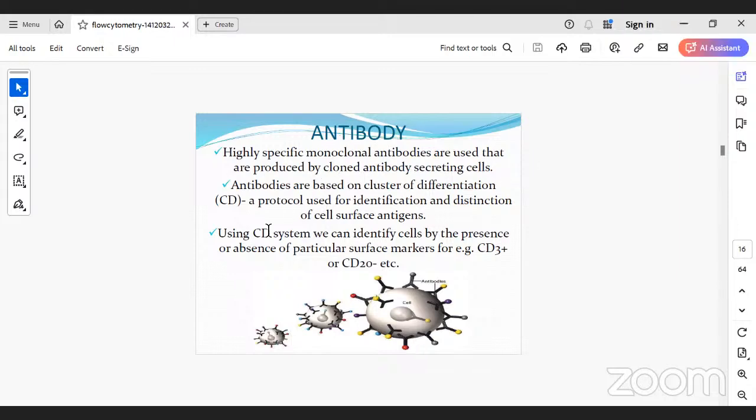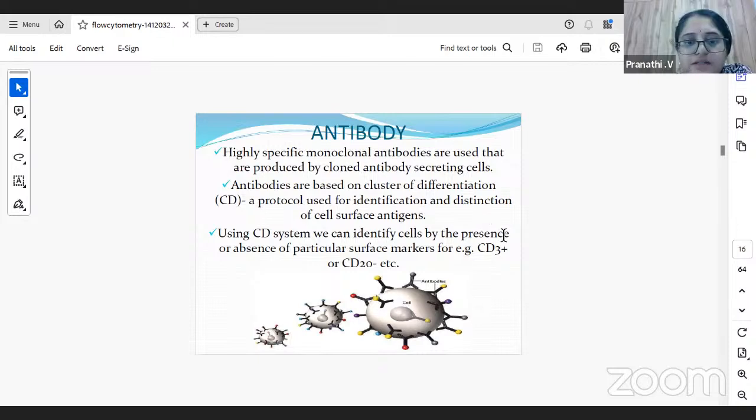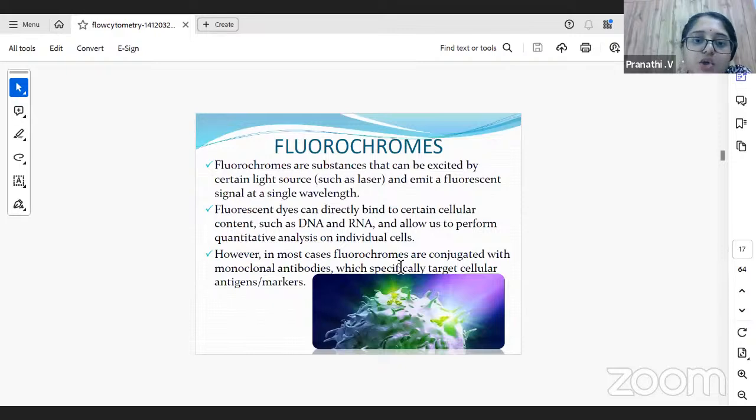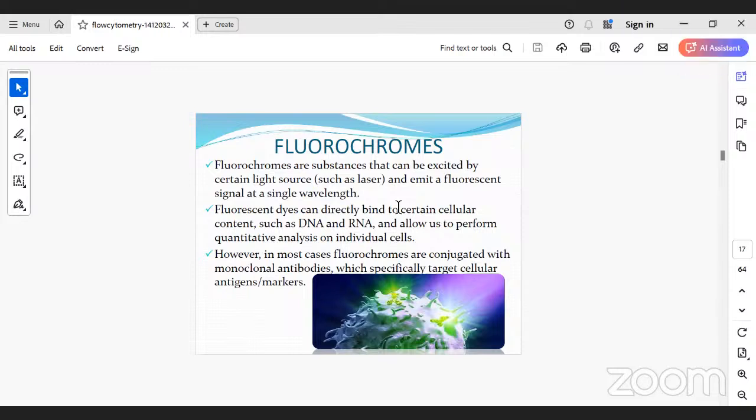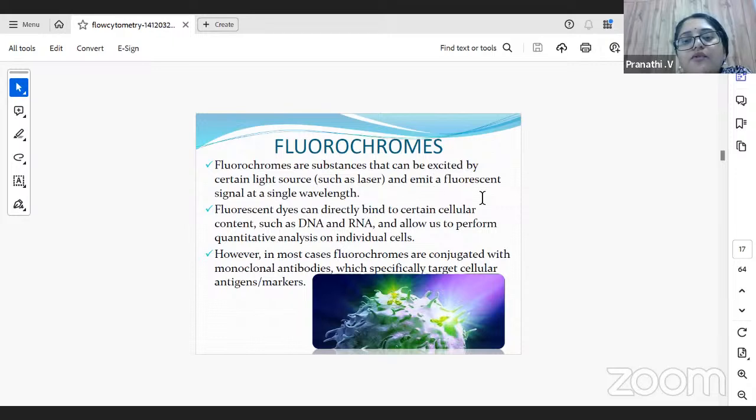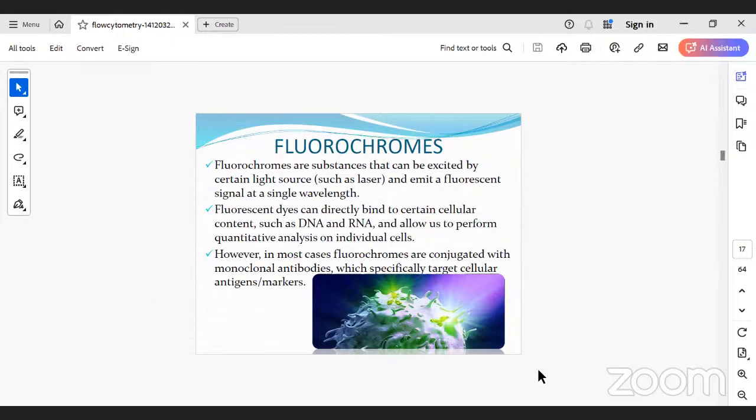Highly specific antibodies are used, monoclonal antibodies etc., to identify the surface markers to which the antibodies are going to be attached. You have a fluorochrome, which changes the wavelength upon the light beam, because of which you're going to get fluorescence. So when this fluorochrome is attached to the antibody, which is attached to the antigen or the cell surface marker such as CD4, CD8, CD3, etc., you're going to get fluorescence over here.